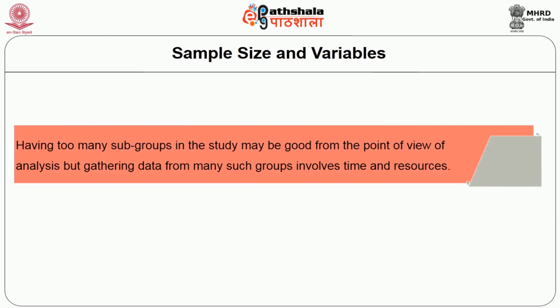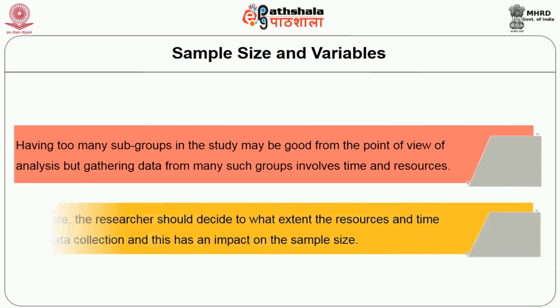Having too many subgroups in the study may be good from the point of view of analysis, but gathering data from many such groups involves time and resources too. Therefore, the researcher should decide to what extent the resources and time allow data collection, and this has an impact on the sample size too.